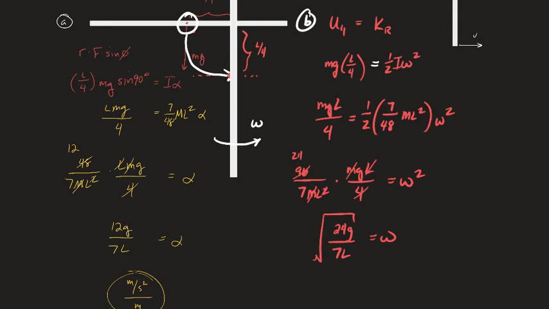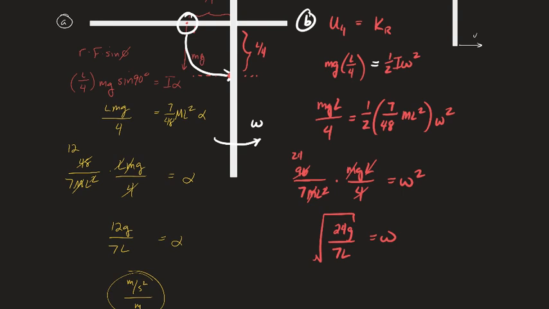Again, do I have any idea if that's the right answer? Well, I can check the units. I've got meters per second squared in the top and meters in the denominator, so it's per second squared. And I take the square root. That sounds like radians per second to me.